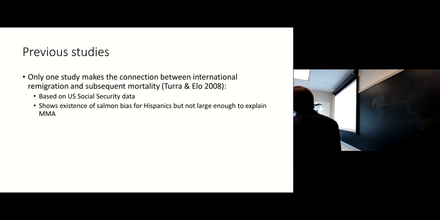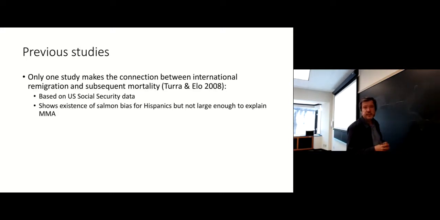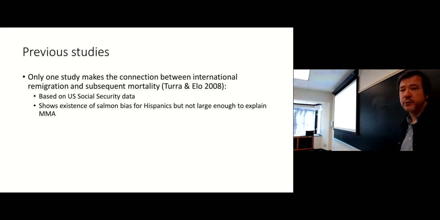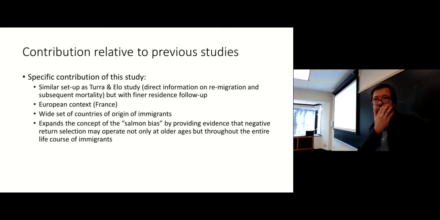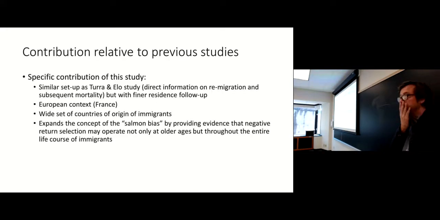And they show existence of silent bias for Hispanics. The study is focused on Hispanics, but the effects are not large enough to fully explain the migrant mortality advantage. So the MMA in their study remained after taking selection into account. So what is our contribution here? What do we want to do?